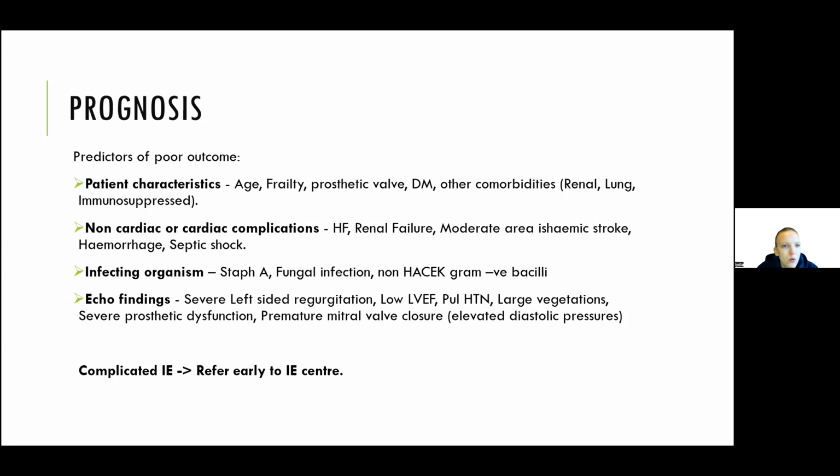So when thinking about prognosis, a lot of this is quite self-explanatory, but we know that IE comes with high rates of mortality, and there are some specific predictors of a poor outcome. There are a few worth highlighting. Staph aureus bacteremia is generally quite destructive and aggressive, and those patients generally don't do very well, particularly if it's picked up quite late. And then there are other organisms that are just more difficult to treat.